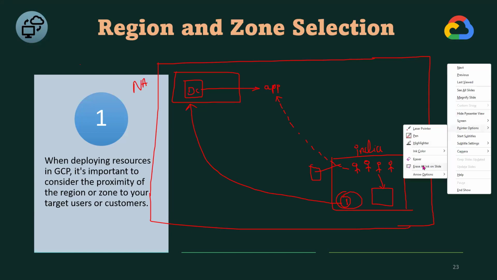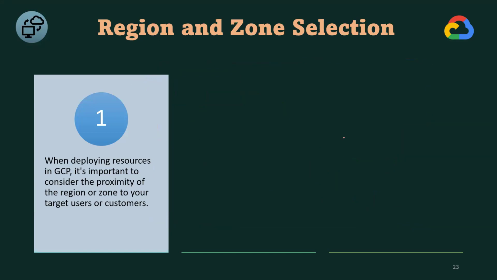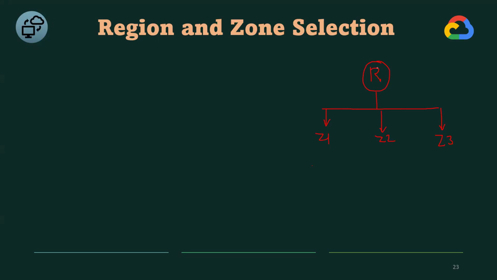That is our first point. And the second point is, tell me about this one, sir. For example, I have a region. This is zone 1, this is zone 2, this is zone 3. Okay, we have a region with zone 1, zone 2, zone 3, sir.